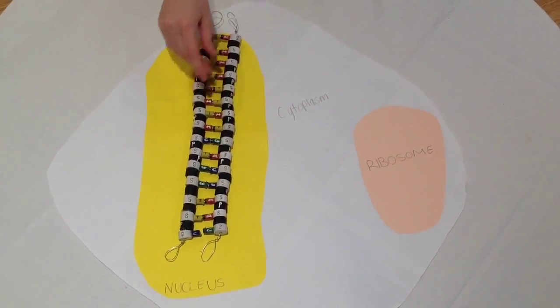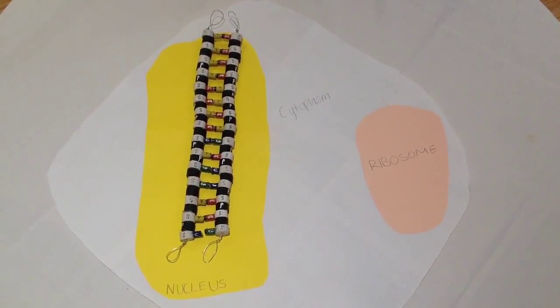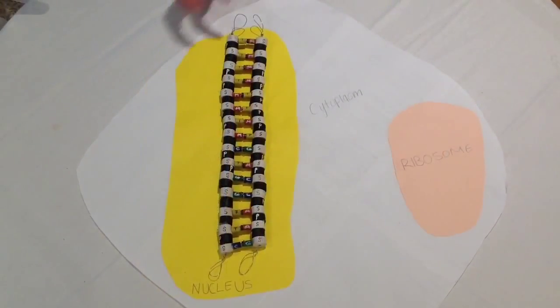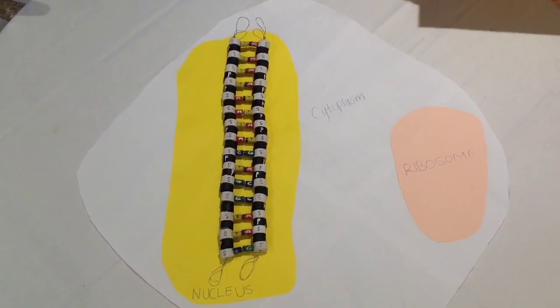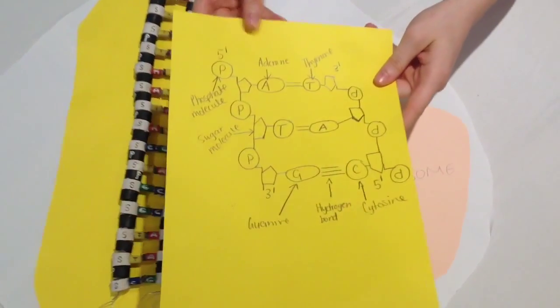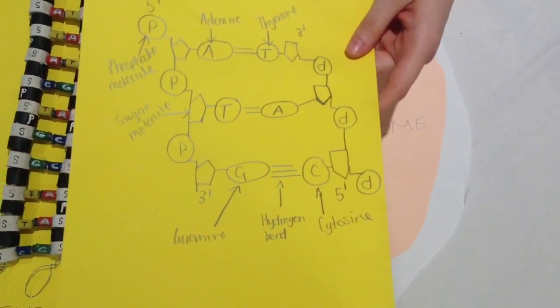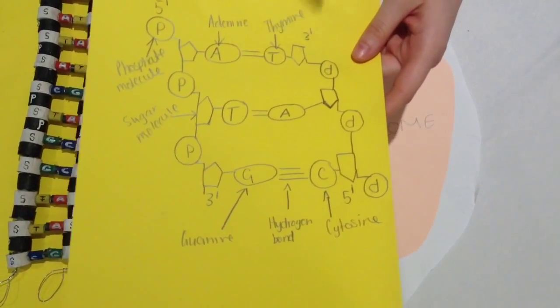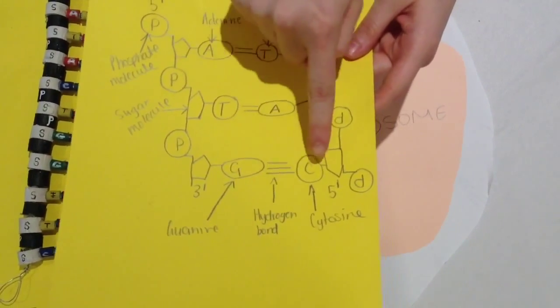DNA, deoxyribonucleic acid, is located inside the nucleus. DNA has a sugar-phosphate backbone. In reality, it looks like this. The phosphate is on the outer side of the backbone, whilst the sugar is on the inside. A and T are complementary, and so are G and C.